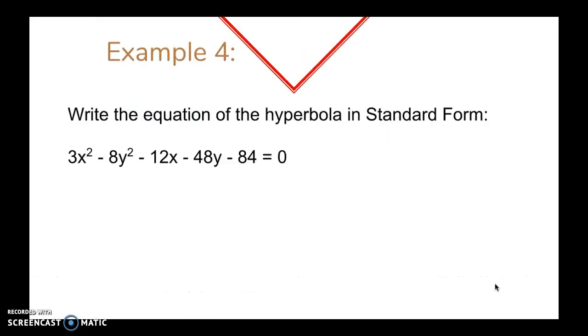Here's an example: 3x squared minus y squared minus 12x minus 48y minus 84 equals 0. We need to write this in standard form. Why don't you take a minute or two, or however much time you need, and try it, and then we'll talk about it in a few minutes. Okay, I attempted it as well, and this is how I approached it.